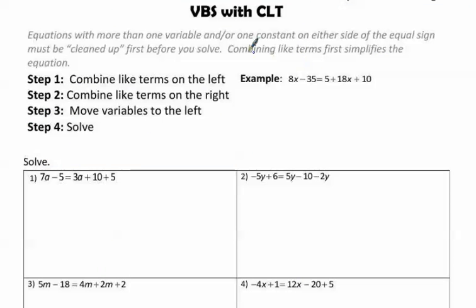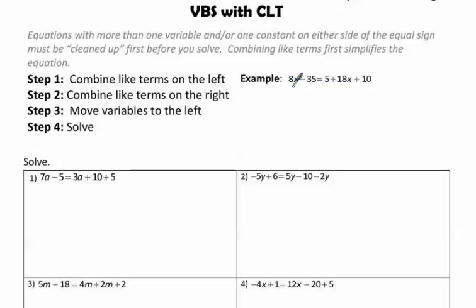Now let's talk about if you have variables on both sides and you need to combine like terms. Equations with more than one variable and or more than one constant on either side of the equal sign must be cleaned up before you solve. Combining like terms first simplifies the equation. So in this example, combine like terms on the left, combine like terms on the right, then start to move your variables around.